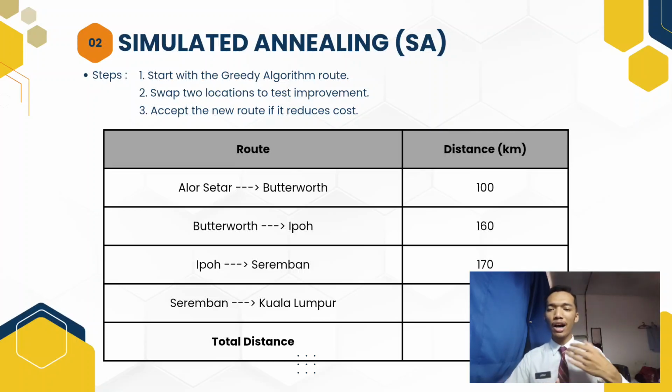So guys, continuing from the greedy algorithm. Simulated annealing is inspired by the physical process of annealing in metallurgy. We start with the greedy route as our initial solution. Then we randomly select two cities and swap their order to create a new route. For example, if we swap Sungai Petani and Butterworth, we might obtain a route like Alor Setar to Butterworth, to Ipoh, to Seremban, and then to Kuala Lumpur. After this change, we calculate the total distance, which in this case becomes 490 kilometers.